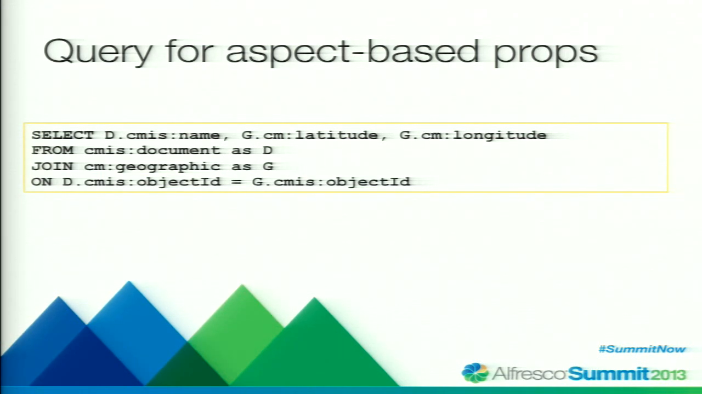This is a query. I see a lot of people asking, how do I do a join for aspect-based properties? And this is how you do it. In this case, I'm selecting name, latitude, and longitude from document and from the geographic aspect. And then I'm joining where the object IDs are equal. So it's just a join, and that's how you get back aspects when you're doing CMIS query language.